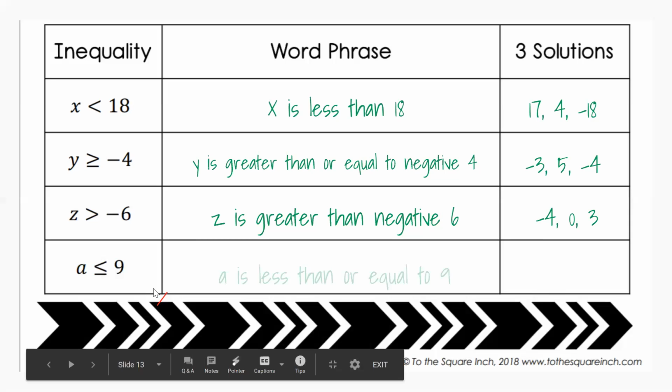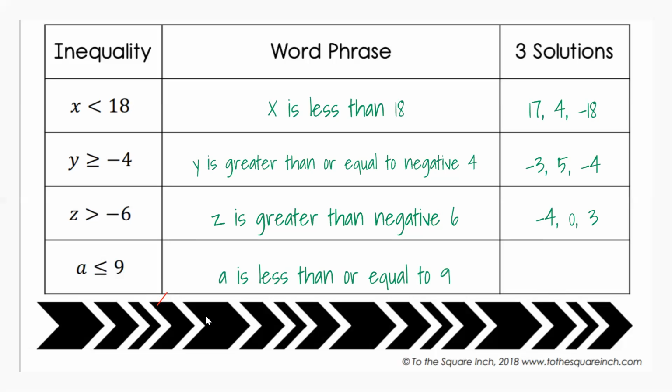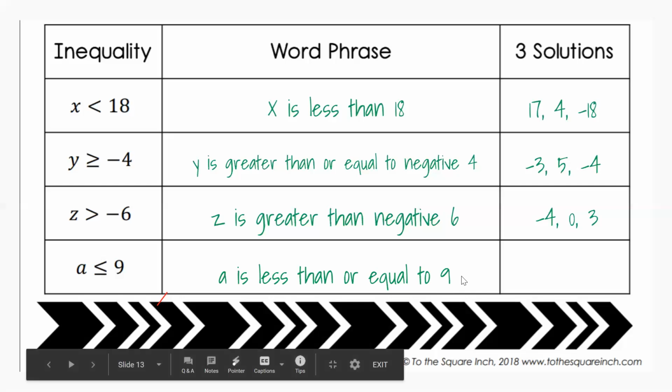And then the last one is read as A is less than or equal to 9. A good example for this one would be that Alicia is going to spend no more than $9 on her lunch. So she could spend $9 on her lunch, but she could also spend less than $9, but she will not spend more than $9. 3 possible solutions to this that are either to the left of 9 on a number line or 9 are 9, 8, and -3.